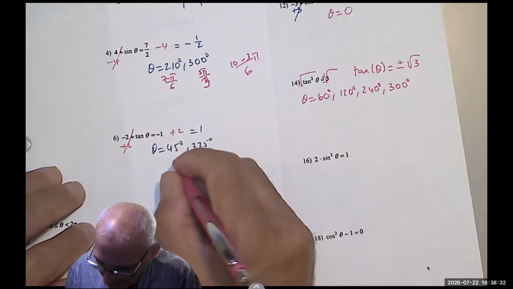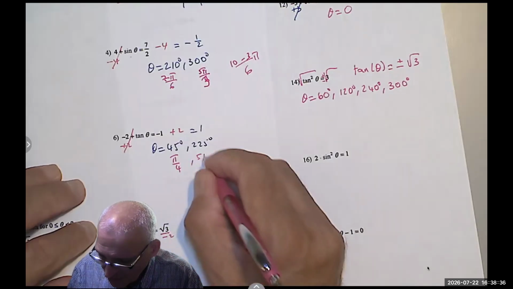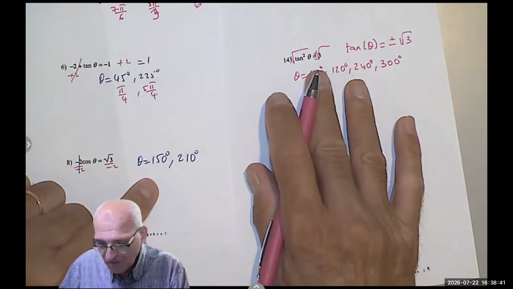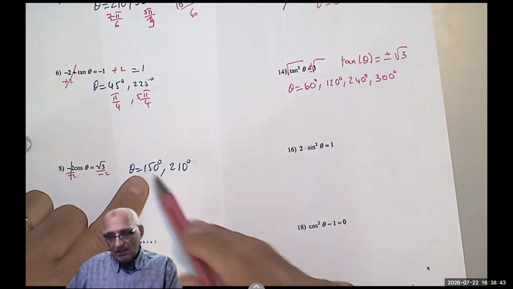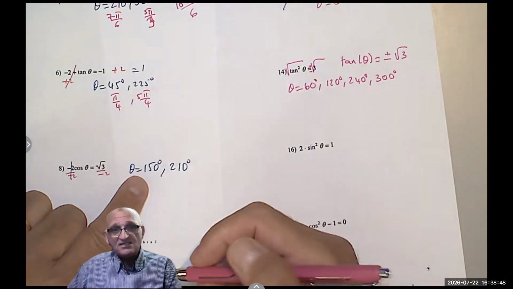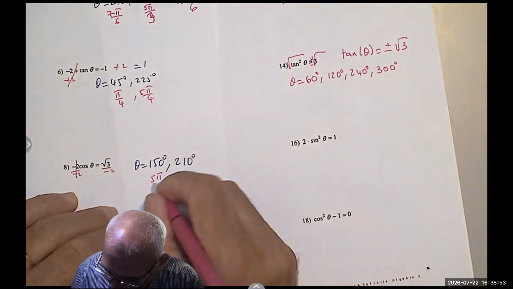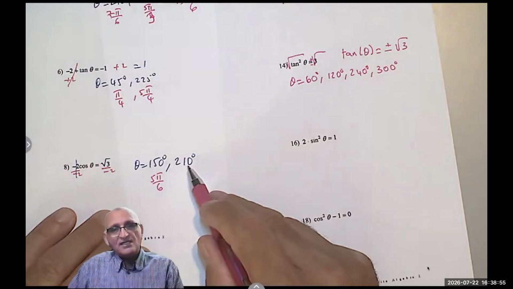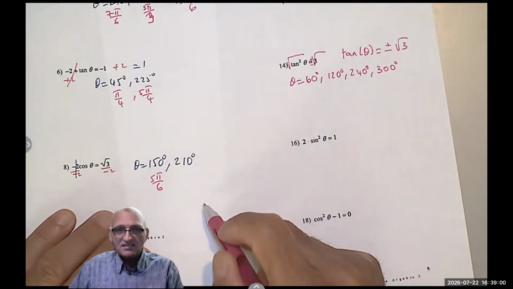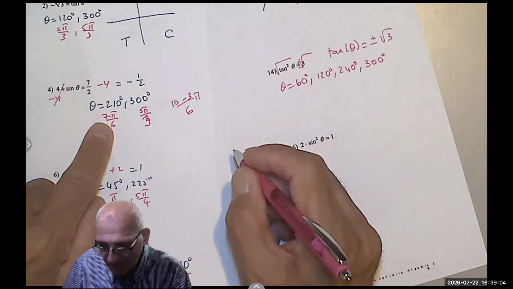Okay, 45 is pi over 4. The difference is 180, meaning I add pi, so 5 pi over 4. 150. Notice that again. Forget about the 0, because you can say 15 over 18. 18 is 3 times 6, 15 is 3 times 5, so this is 5 pi over 6. 210, 21 over 18. 21 is 7 times 3, 18 is 6 times 3. So this is 7 pi over 6. We already had it.